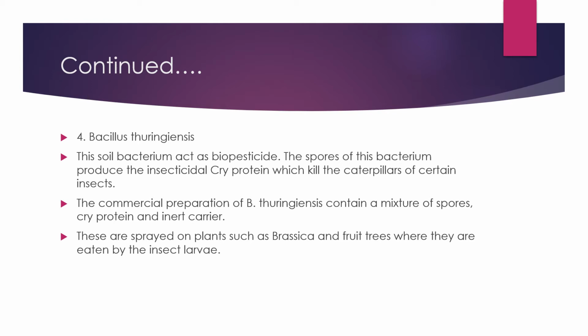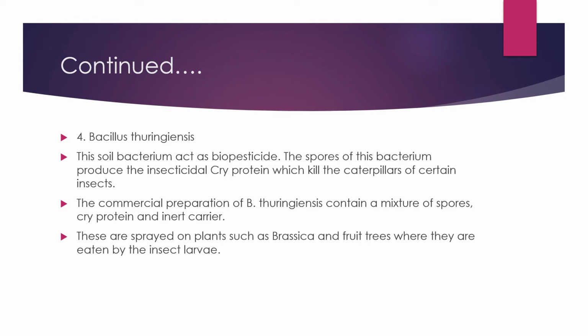What is done is that the spores are simply mixed in water, and then this water is sprayed on the crops. This is one way. These are spread on the plants, for example fruit trees and brassica. This way it is done, and selectively this kills the insect larvae.